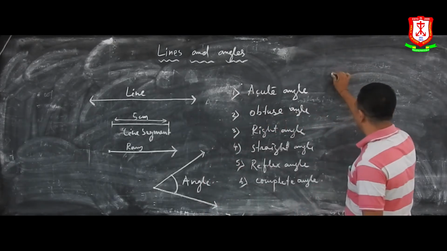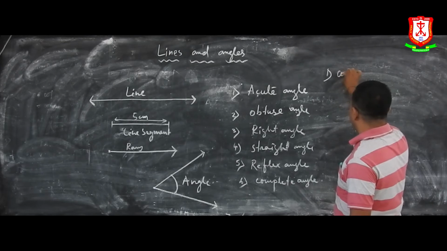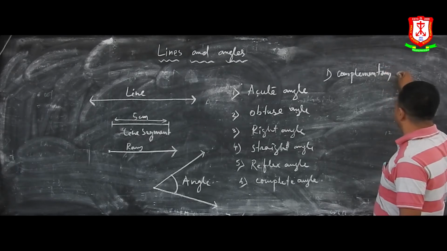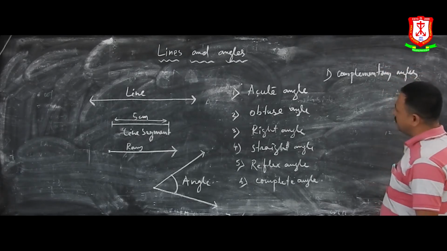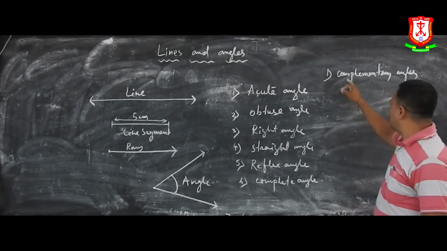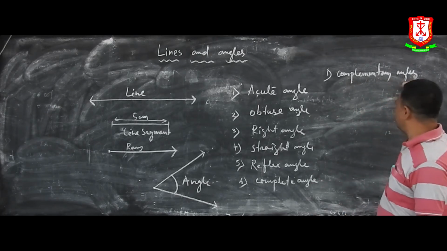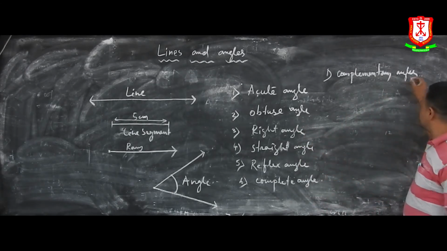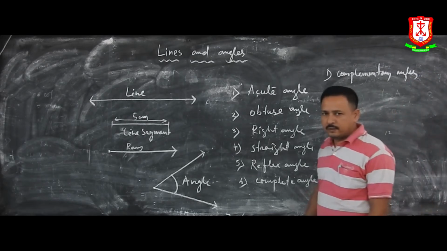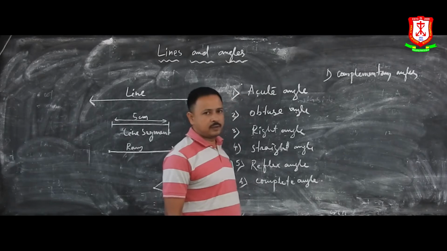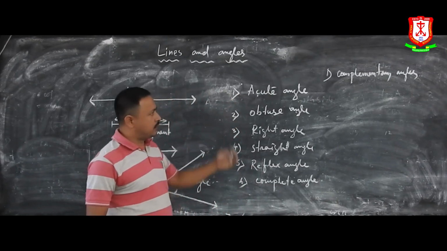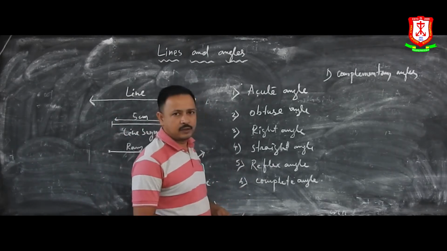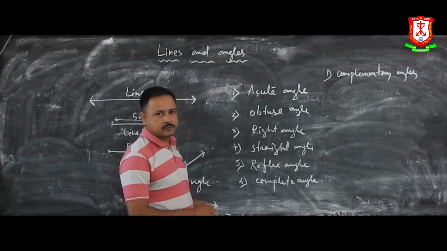Two more angles, complementary angles. Complementary angles means two angles are there. If the sum of any two angles is equal to 90 degree, then the angles are called complementary angles.